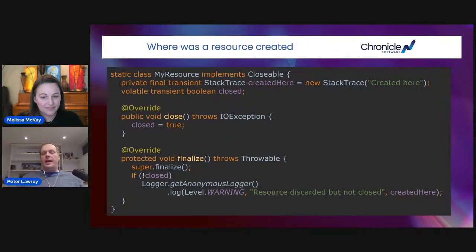We have a property called resource tracing, and by default it's off. When it's off, createdHere is just set to null. So it says createdHere equals, if resource tracing is true, then take a stack trace, otherwise just set it to null. So the default behavior is that all of these stack traces are actually null, and so they don't do anything.